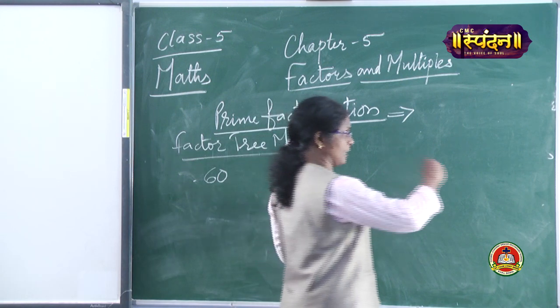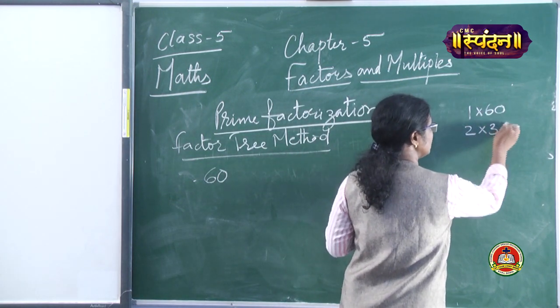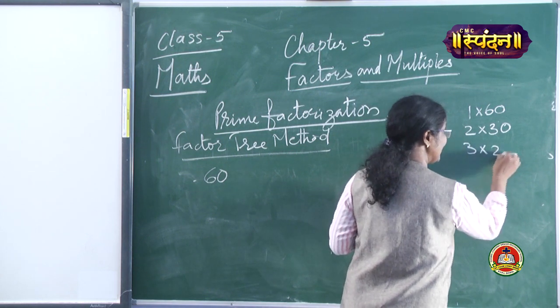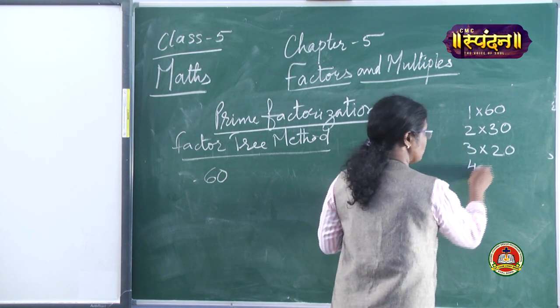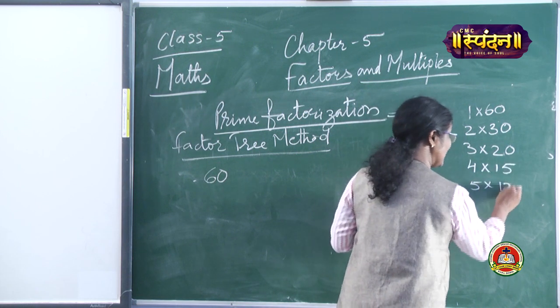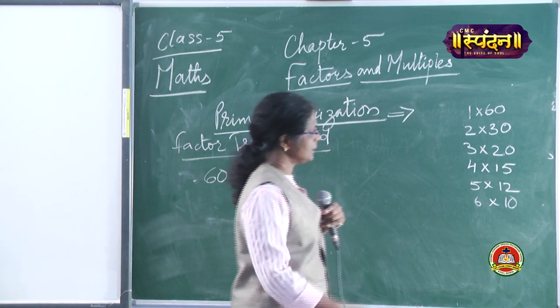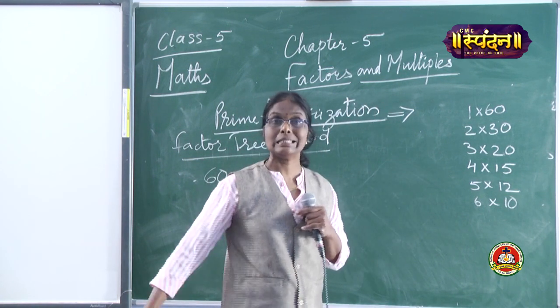60, I will write the factors of 60. The first factor is 1 into 60, 2 into 30 is 60, 3 into 20 is 60, 4 into 15 is 60, 5 into 12 is 60, 6 into 10 is 60. Isn't it? These are all the factors of 60.